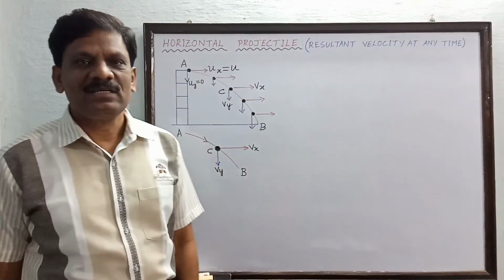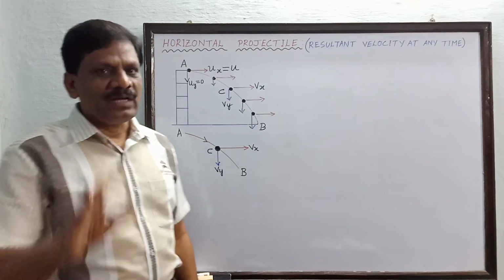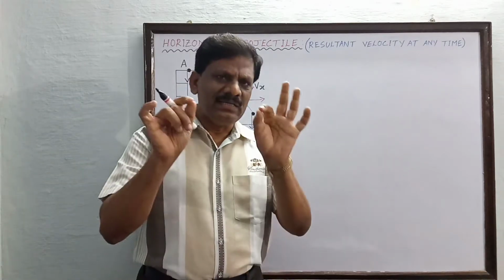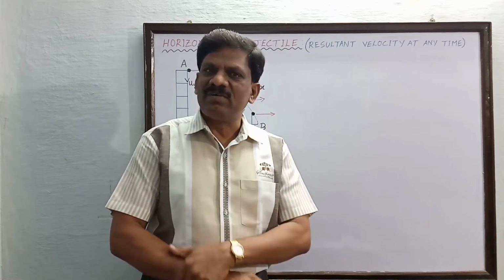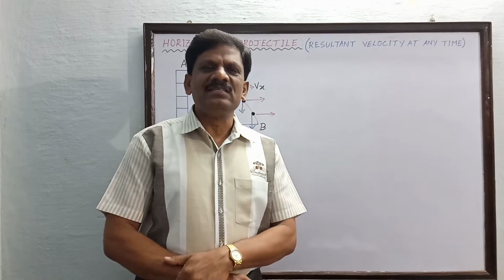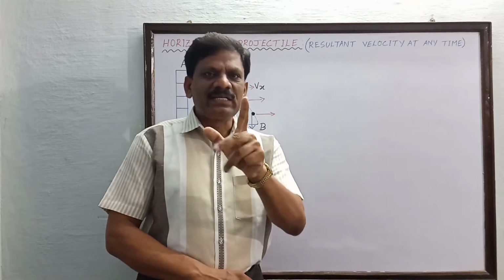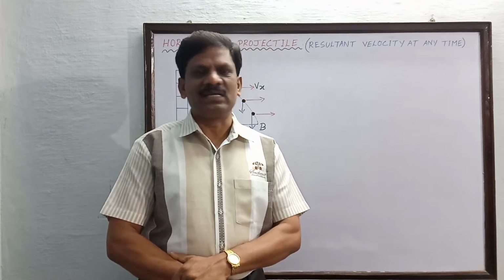Hi students. In the case of horizontal projectile, we have clearly understood that at any instant of time, there are two velocity values for the projectile. The resultant velocity is the vector sum of these two velocities along the x-axis and the y-axis.